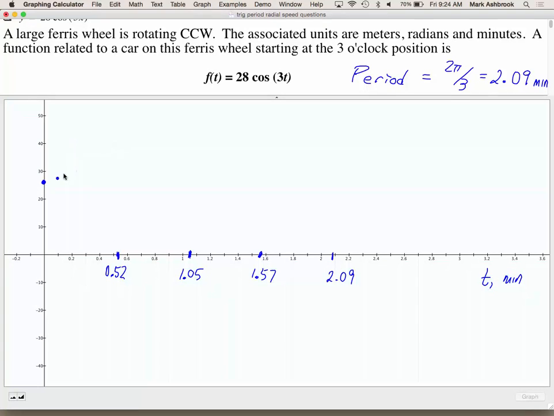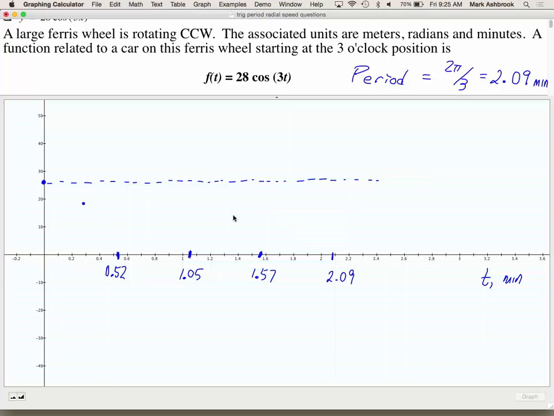And that's actually going to be our max, right? You can't get any further than 28 meters to the right if you're on this Ferris wheel. If you do, you're in trouble, right? You're flying off the wheel. So we're going to be 28 meters at the most to the right.